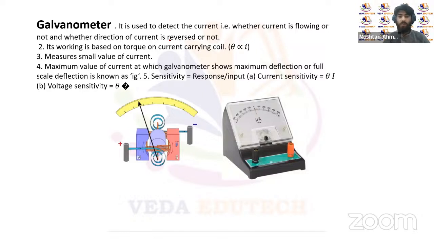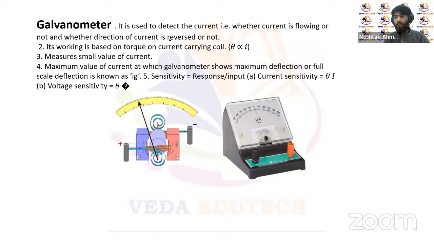Whenever we have to check whether there is a small amount of current present in a circuit, we use the galvanometer, because it's a very highly sensitive device. For a very small amount of current, it will show a huge deflection, so that we can detect a current in a circuit. The sensitivity of this galvanometer is defined by the deflection per unit current. That's the current sensitivity, and the voltage sensitivity we define as the deflection per unit voltage. So whenever we have small amounts of current in a circuit, we use a galvanometer.